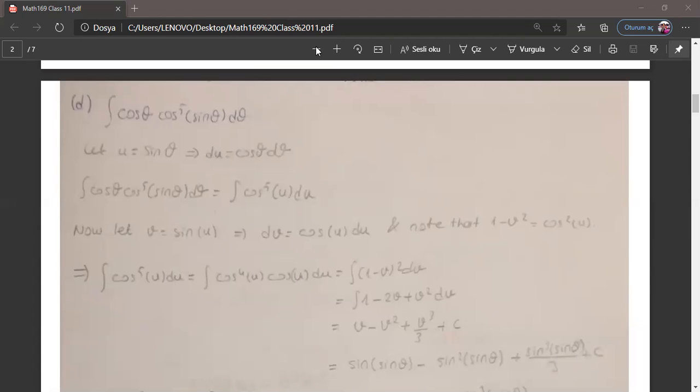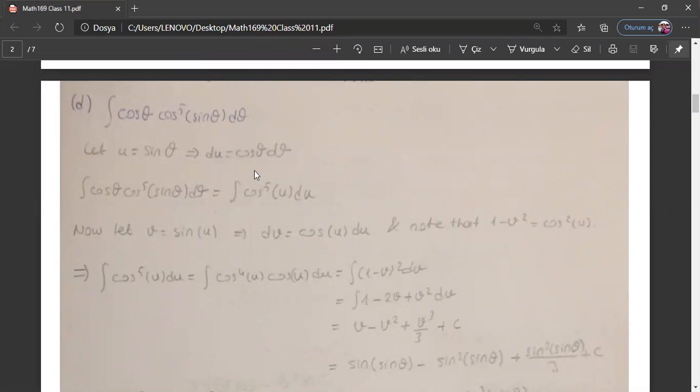So if we write u instead of sin theta, let me note that here. Instead of this, we write u. Now we have cos to the 5 of u as in here. And what do we have here? Cos theta times d theta is equal to du. So cos theta d theta is equal to du.